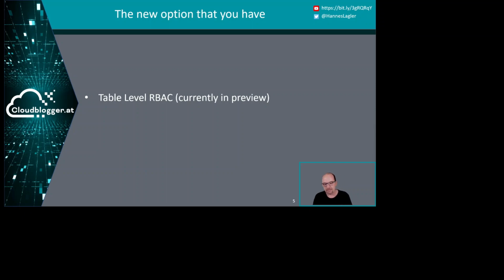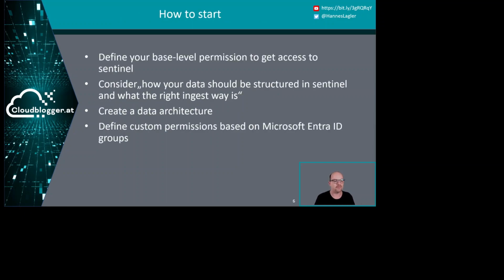So the question is how to start, how to bring this new permission option to your architecture. Normally I start in the following way. First of all, I define a base level permission to get access to Sentinel. Only to Sentinel: the user doesn't see any data, doesn't have the ability to access any data, and doesn't have the ability to change anything in Microsoft Sentinel. So this is really my baseline permission for custom roles.